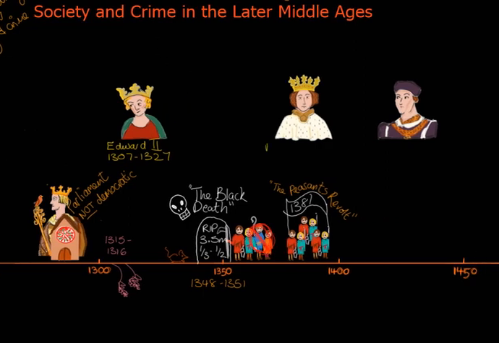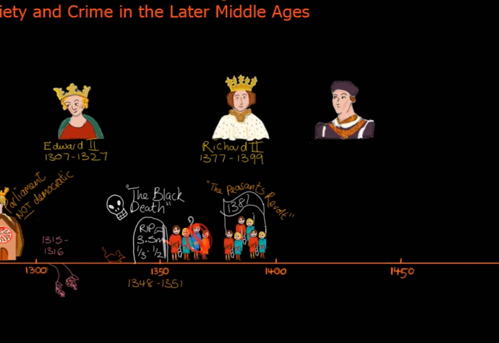We then have Richard II, who is king from 1377 to 1399, when he is removed from the throne, imprisoned and mysteriously killed, possibly by starvation. And then we have Henry VI, who is king from 1422 to 1461. He does pop up again very briefly in 1470 and rules for a year before he is removed from the throne, imprisoned, and then mysteriously murdered.